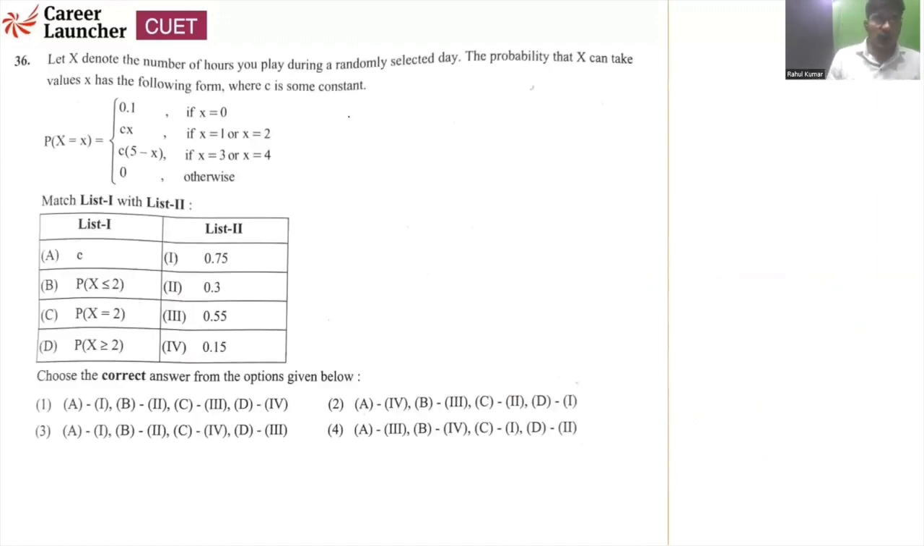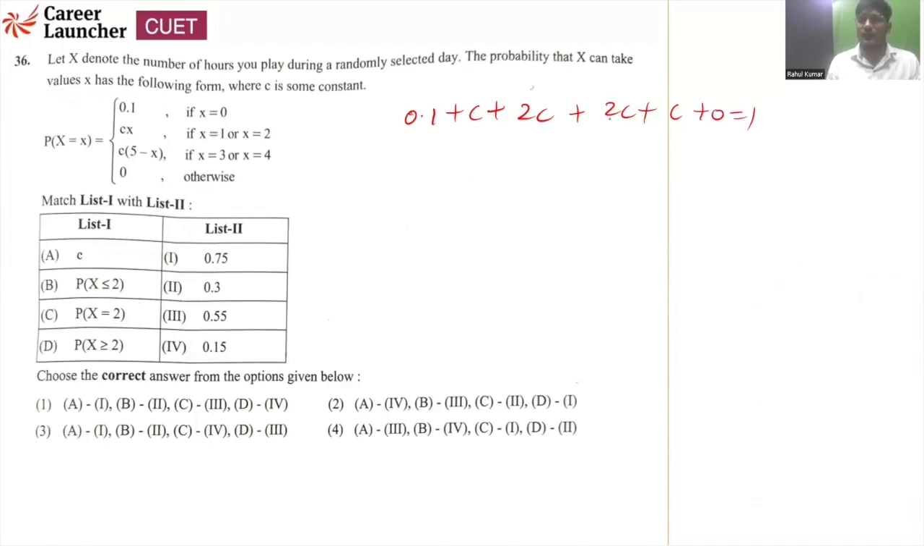We need to find the values. So first we'll find the value of C. We know that the sum of all probabilities is 1. So 0.1 plus, when x is equal to 1, it is C. When x is equal to 2, it is 2C. When x is equal to 3, it will be 2C. When x is equal to 4, it is C only. Plus 0 is equal to 1.